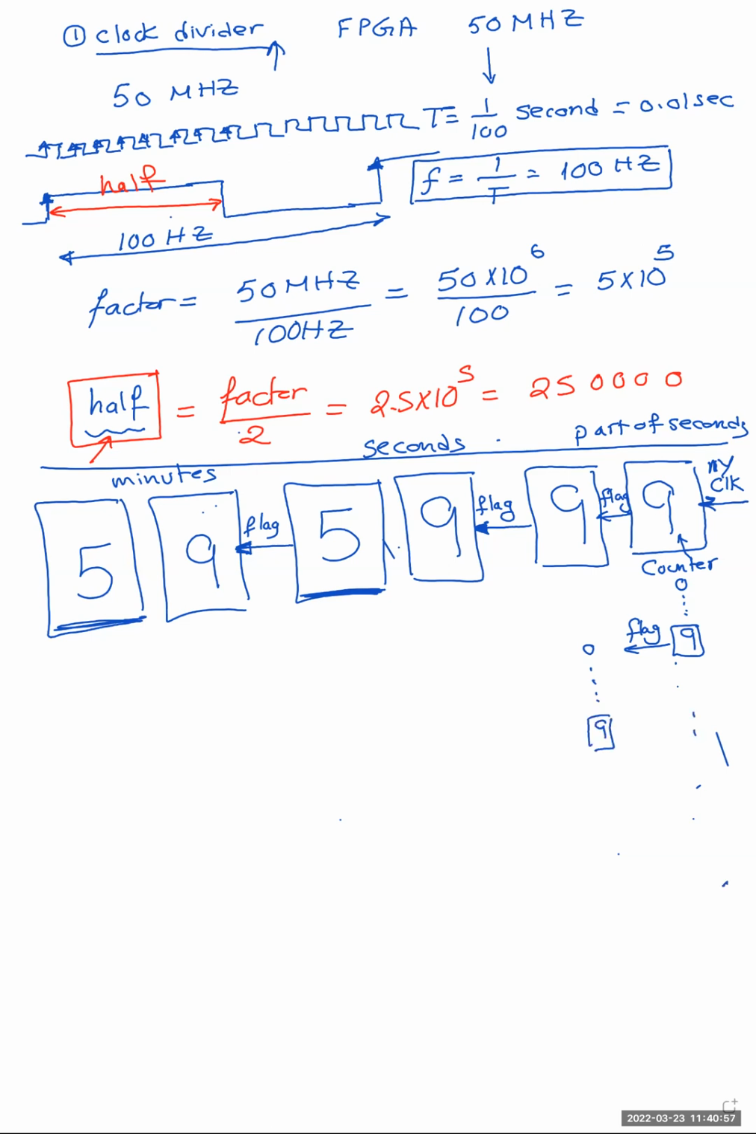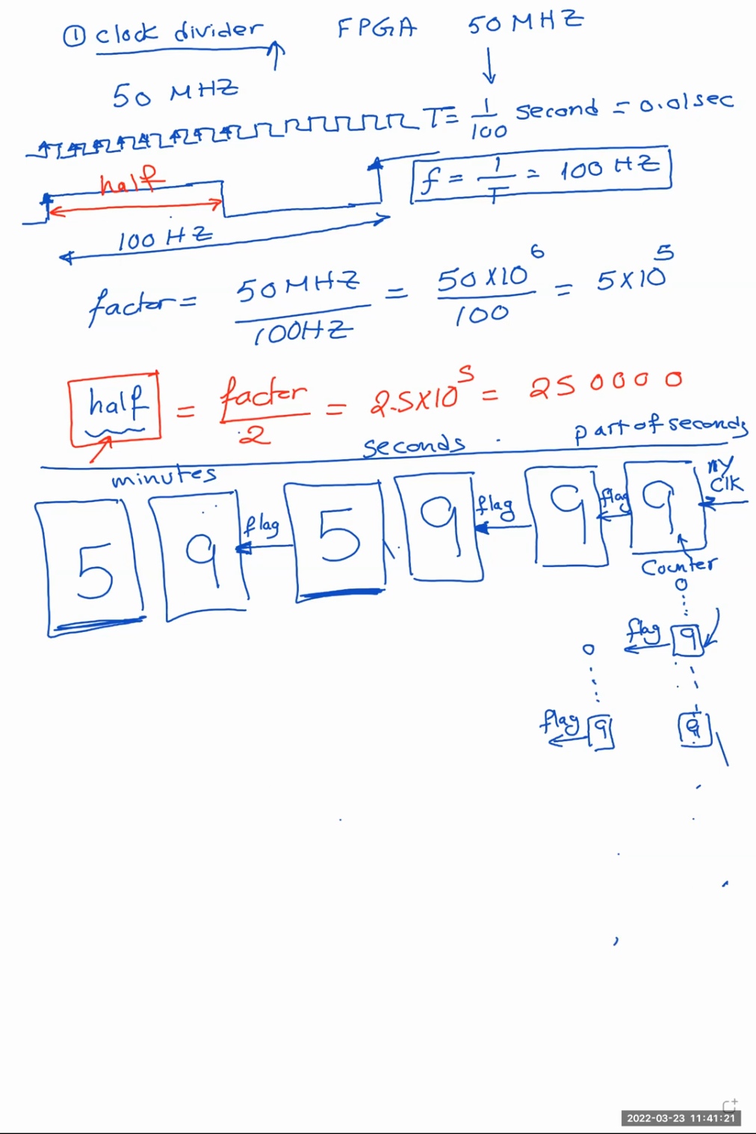And also this one is going to be continuing again from 0 to 9. So every time this reaches 9, it will send a flag here to the next one to start counting from 0 to 9 and so on. Once I reach 9, 9, so once both of them are 9, 9, I'm going to be sending a flag to the second to start counting.